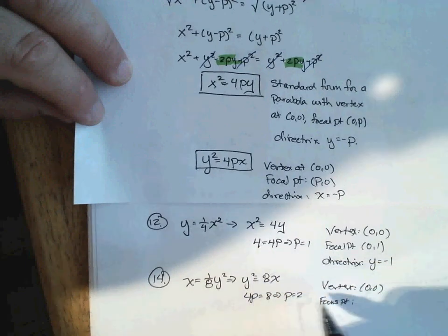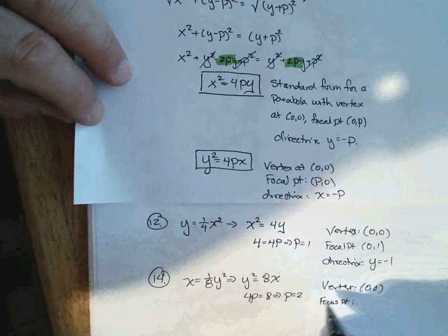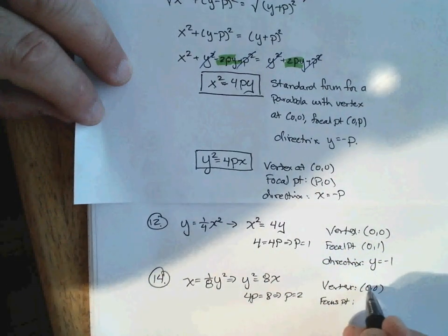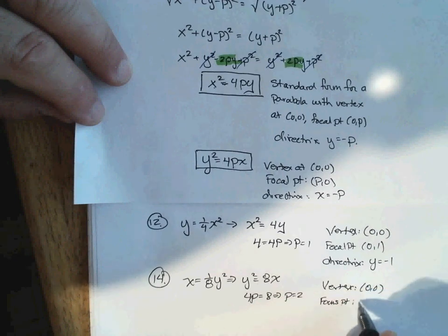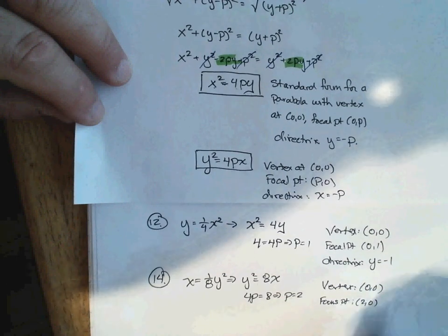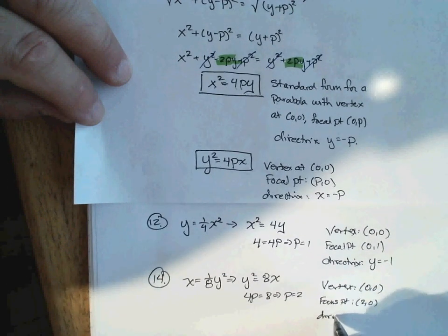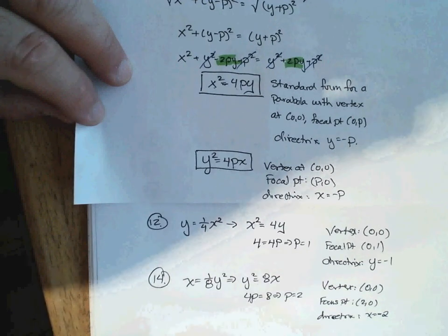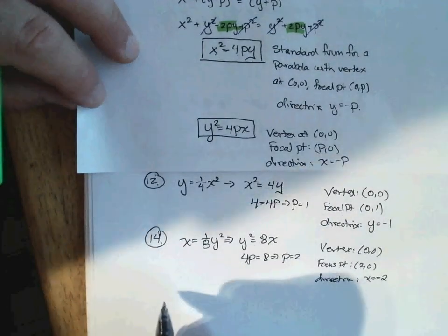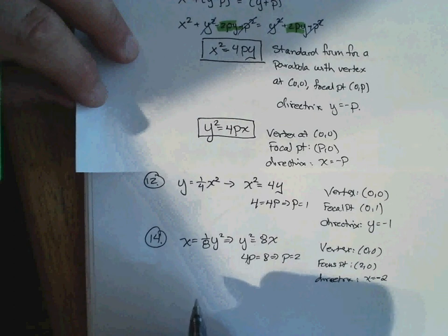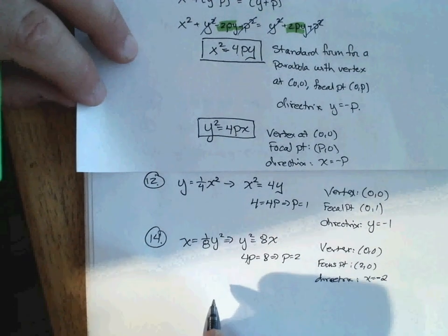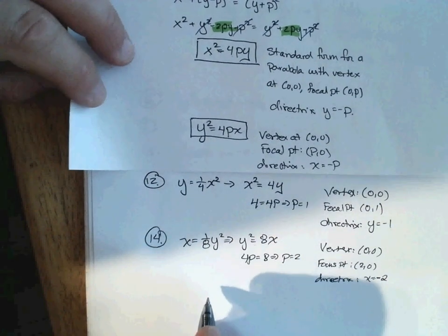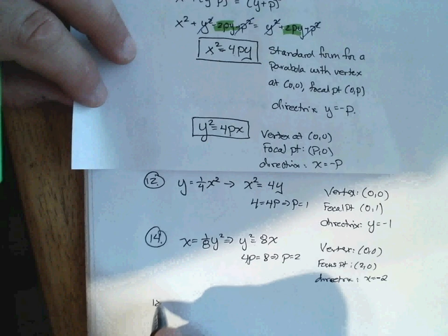Okay, now how do I move? Well, if the y is being squared, that's a sideways parabola. So I'm going to move in the horizontal direction, meaning I add 2 to the x-coordinate. And the directrix is in the other direction from the vertex. So that's x equals -2. And there's your information for 14. All right, let's try number 18.